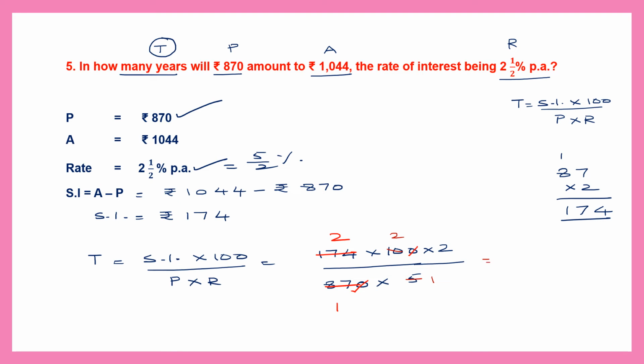Now let's multiply what is there in the numerator. 2 twos are 4, 4 twos are 8. So this is 8, and in the denominator we have 1 into 1, which is 1. 8 by 1 is 8, and we're talking about time here, and the question is how many years. So time is going to be in years. So here we have 8, and the answer is 8 years. So we have found the time to be 8 years.